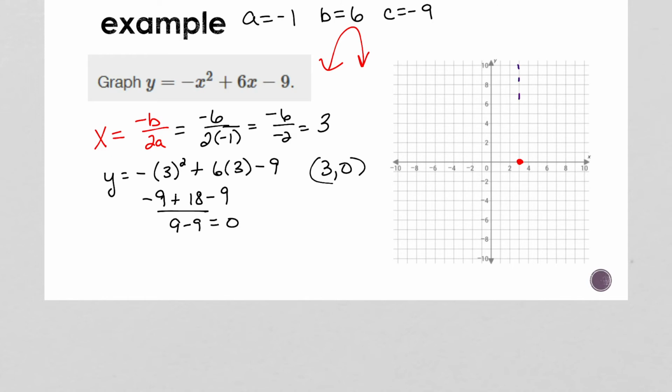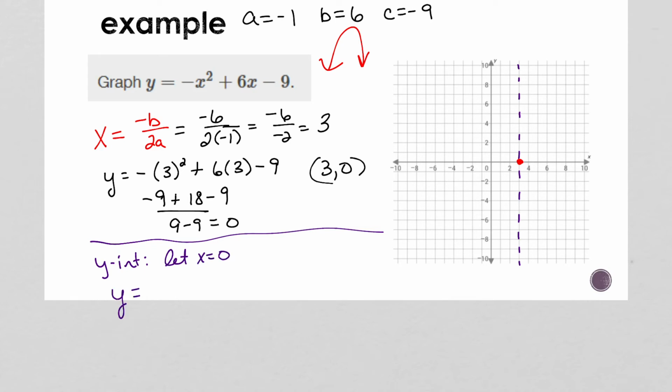So I'm just going to draw the dotted line that is the axis of symmetry. On that line, everything to the left of that line should be identical to everything to the right of that line. All right, so now let's find our y-intercept. We're going to let x equal 0. So we've got y is equal to, so this goes away, and I'm left with negative 9. Okay, so my y-intercept is at (0, negative 9).